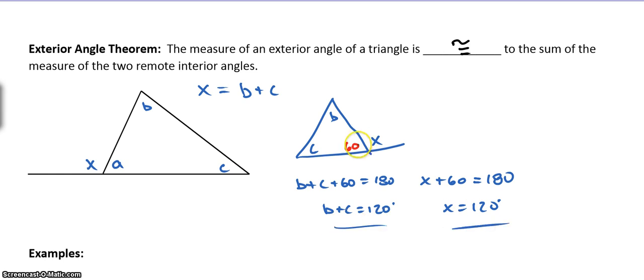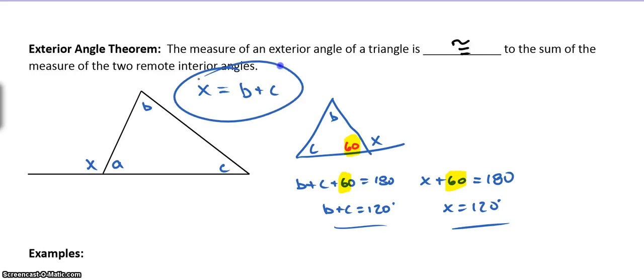Now think about this. If these two together always equal 180, and if these three together always equal 180, this guy is shared with both. So if those two add up to 180 and these three add up to 180, and you take out the common piece, then the leftovers have to be equal. And that's where this theorem comes from. So that's our exterior angle theorem, and that's why it works, because they both sum up to 180.